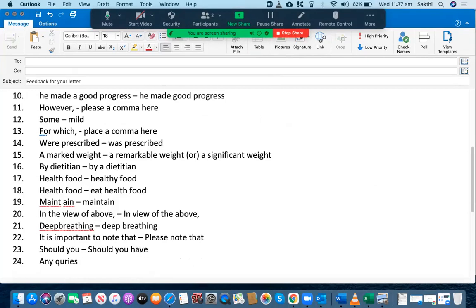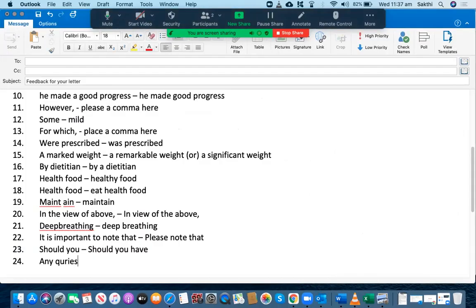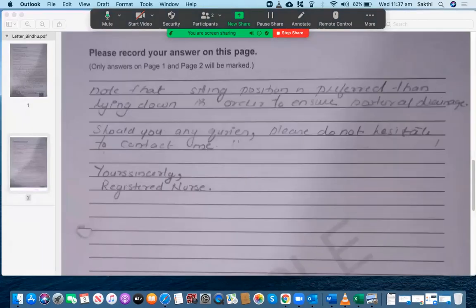Okay, I'll show you what spelling you have written. Look at this. It's "Quries." But that's incorrect. What you should have written is "any queries." But the way you have written it is incorrect.